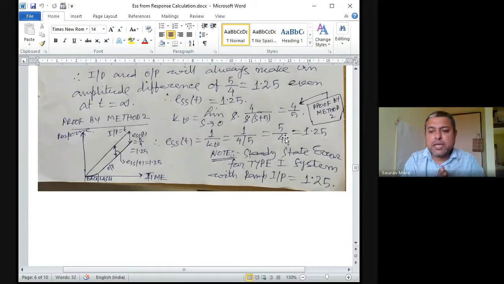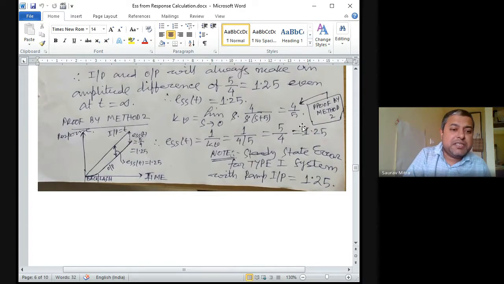In both cases we are going to get a ramp output. The difference is that for a type 0 system, the ramp output and ramp input are diverging, and for a type 1 system, they are not converging, they cannot converge, but their distance is constant. So they look like a rail line.